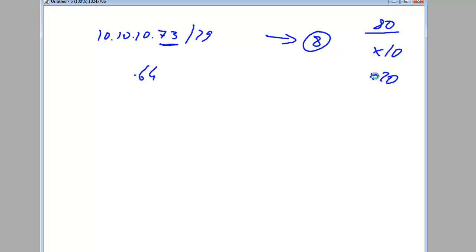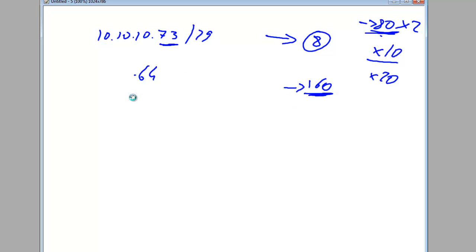8 times 20 is like 8 times 10 times 2. So you know it's 80 times 2, so it will be 160. Okay, so you have to take a look: 80 and 160. So whatever they ask, you can be very close to this IP address.